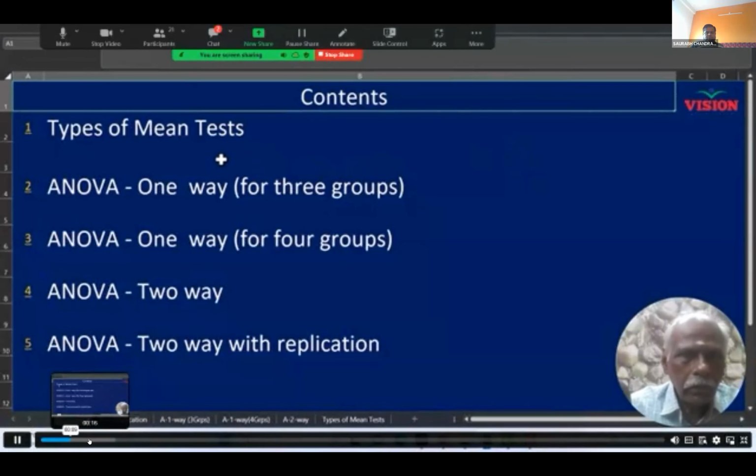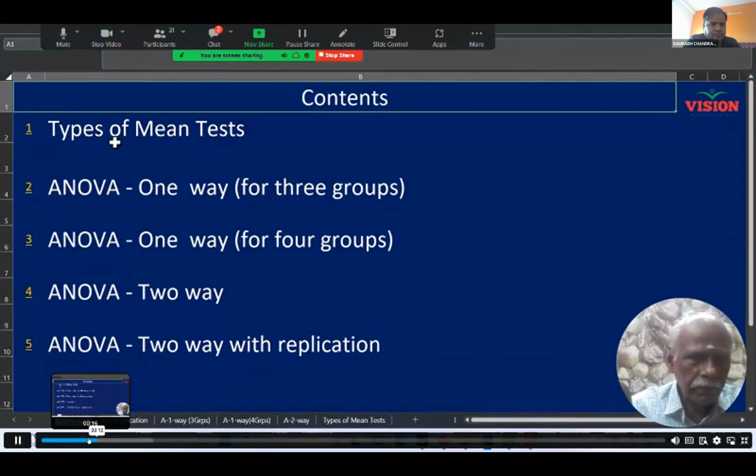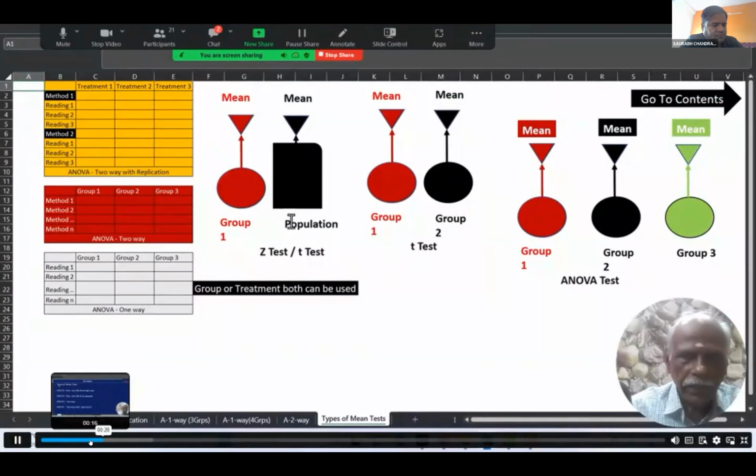Hi. Today we will see the ANOVA test. That is hypothesis testing for more than 2 groups. We will first see the types of mean tests, and we can show it here in a visualization.